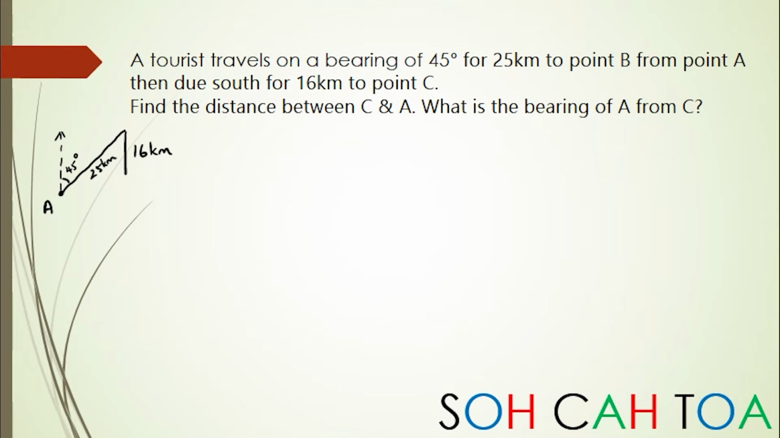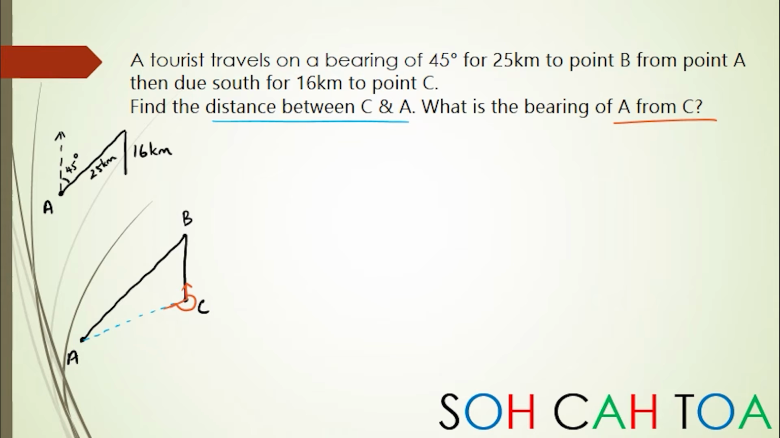I think it would have helped if I had drawn a bigger diagram. So let's see, I'm just going to draw it here. I'll put this as A, that's going to be B, and that's going to be C. What I'm looking for is the distance between C and A, that's the blue part there. Then I'm also looking for the bearing of A from C. From C, it means it's from here to there, and I'm looking for that bearing there.